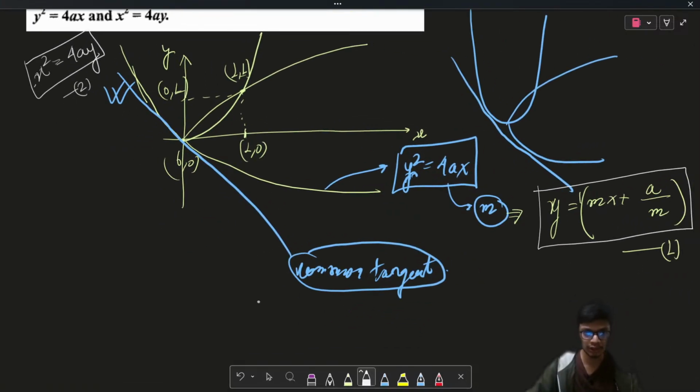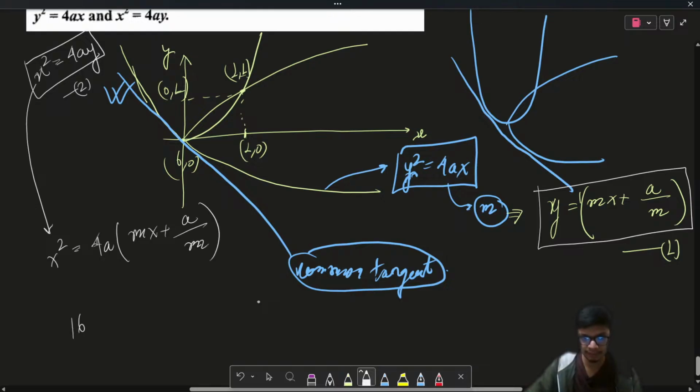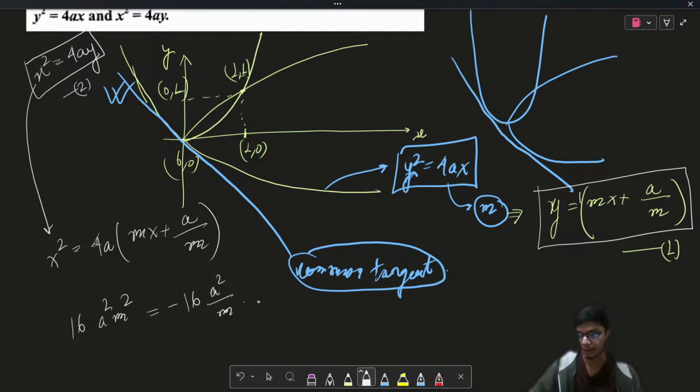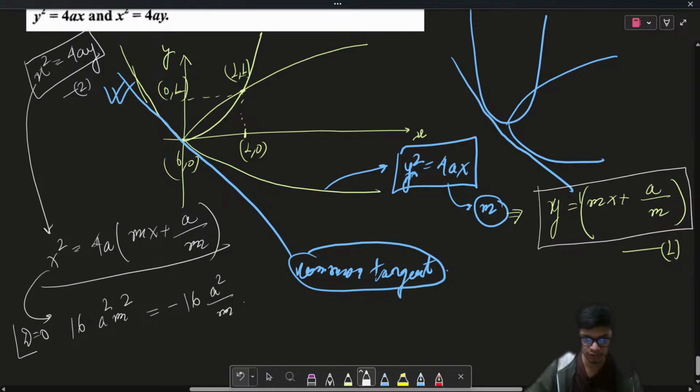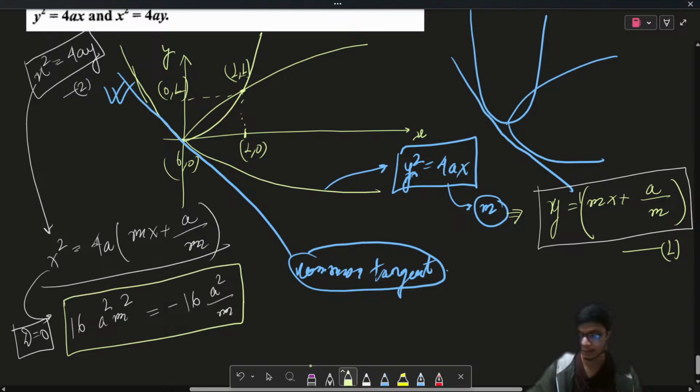In equation number 2, if I substitute for y, I get mx plus a upon m. If I put it over here and simplify, the result looks like 16 times a square m square is equal to minus 16 times a square upon m. This is going to be the discriminant. From this quadratic equation in x, the discriminant should be equal to 0, which is basically this expression over here.